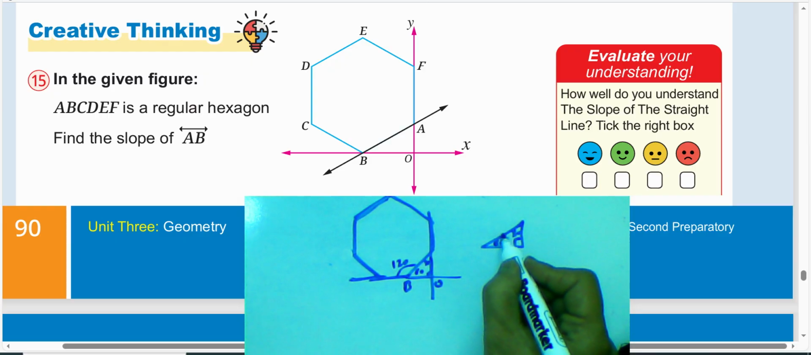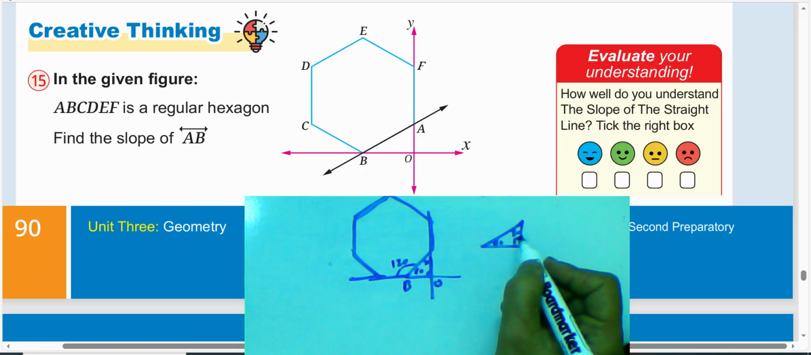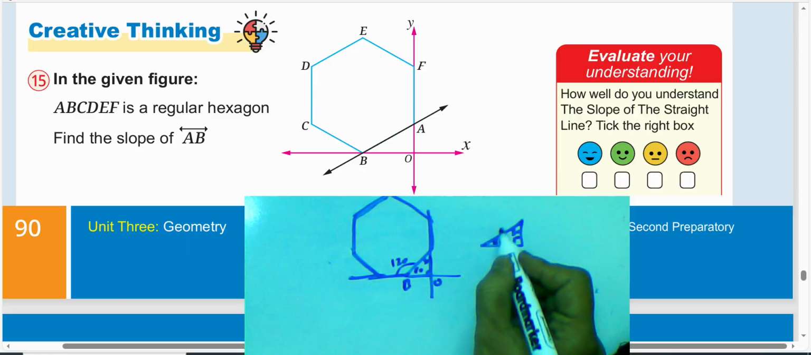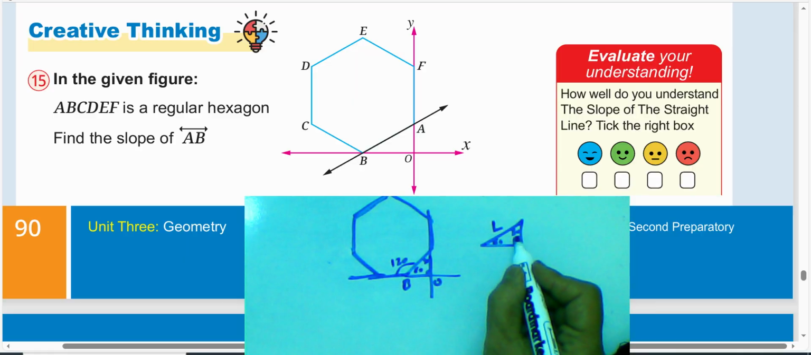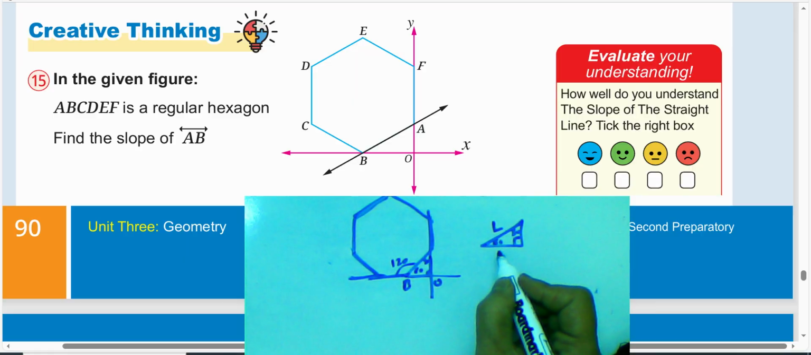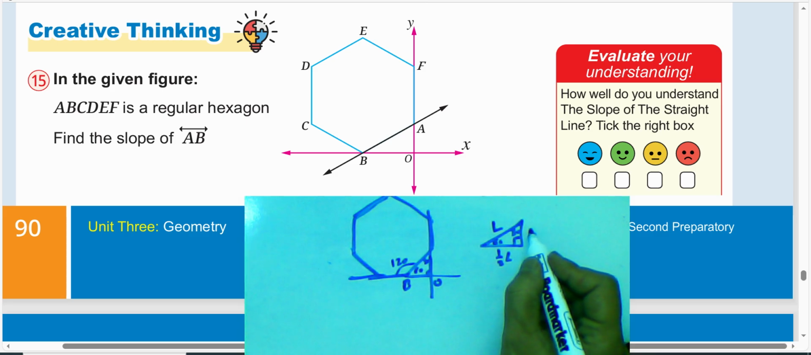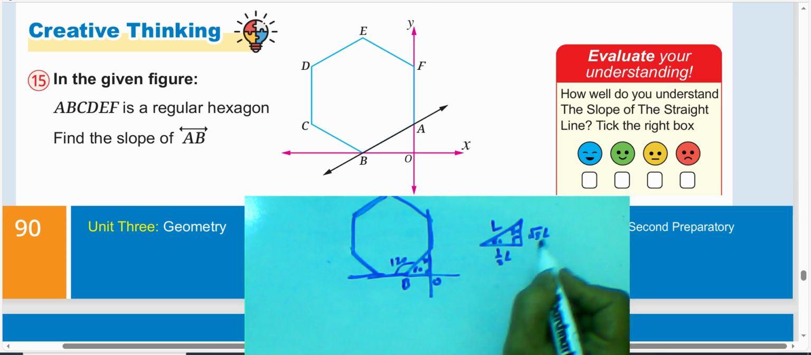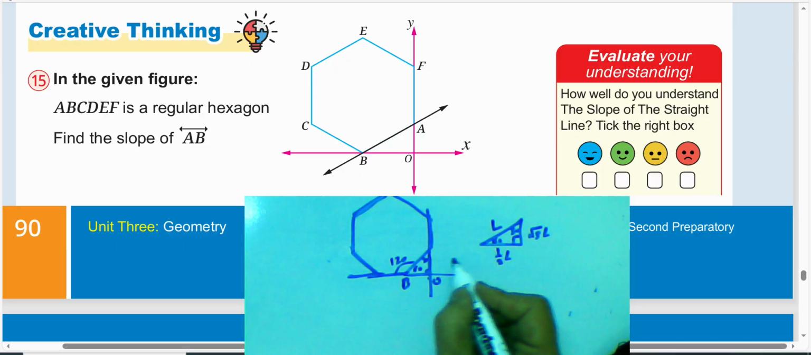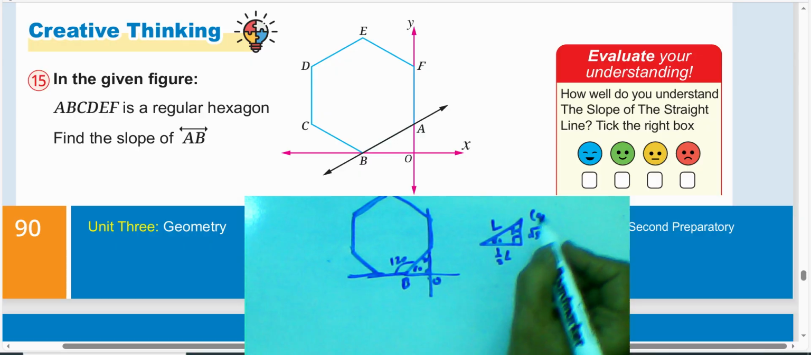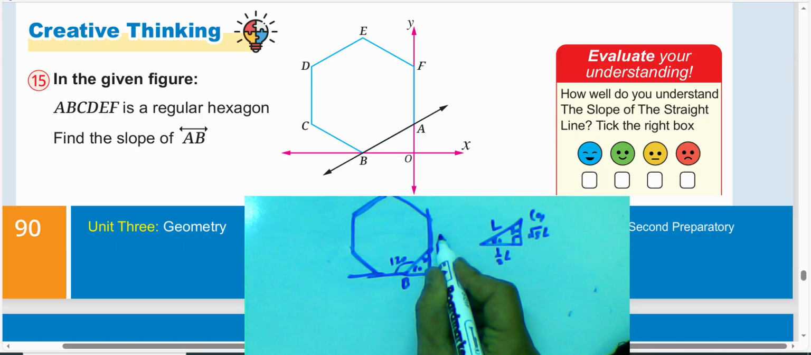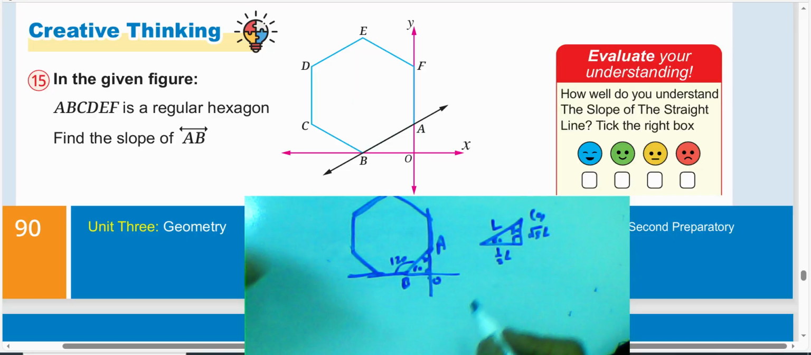If we put the line segment here as L, we know the side opposite 30 will be half of the length. This will be half of L, and then we have L times root 3. In order, this point will be O, and this point here is point A and point B. The coordinates of point A will be 0 and root 3 times L.